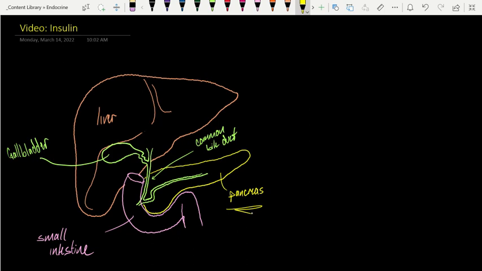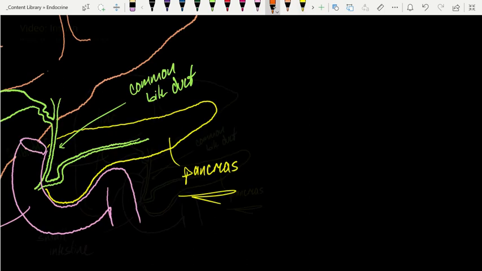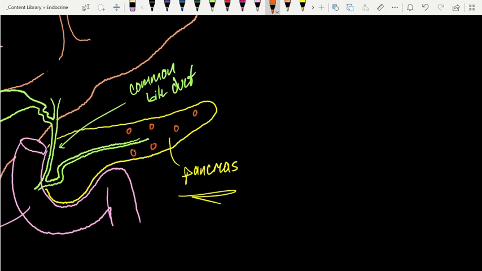However, if we zoom in and take a look at the pancreas, we'll see little pockets, these clusters of specialized cells within the overall makeup of the pancreas. These are called islets of Langerhans. And this is where we want to focus our time in this video. So let's zoom in on one of these.